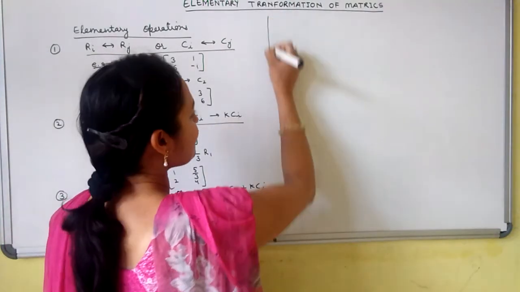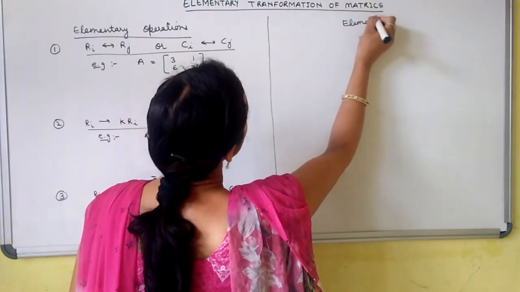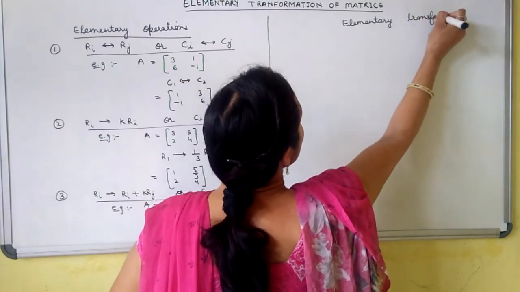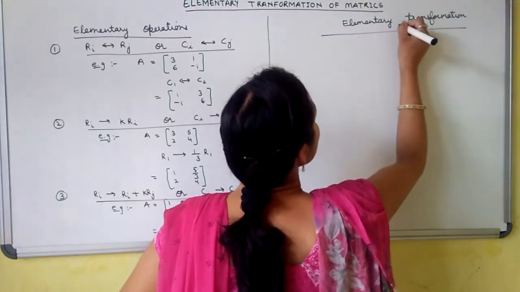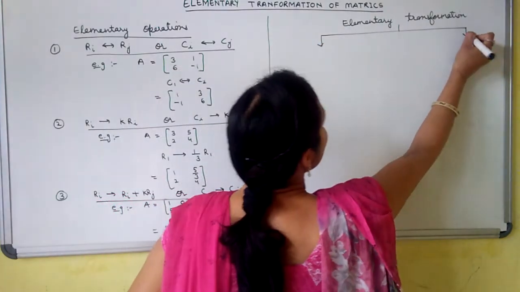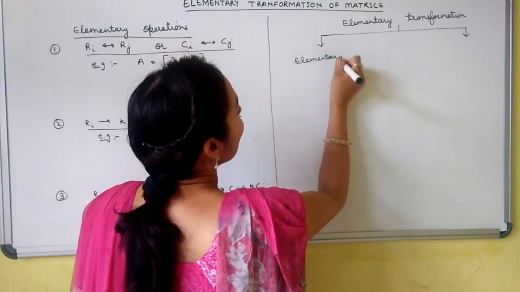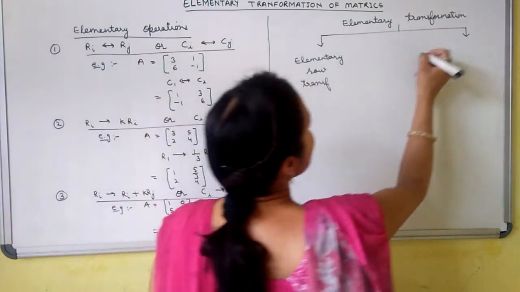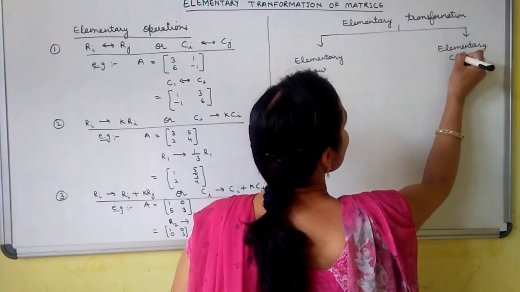Now come to the types. Elementary transformation is of 2 types. First is elementary row transformation. Second is elementary column transformation.